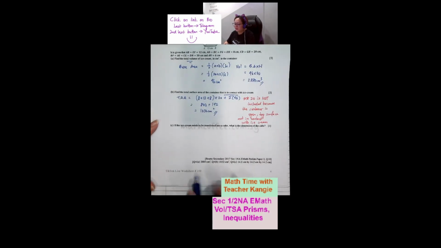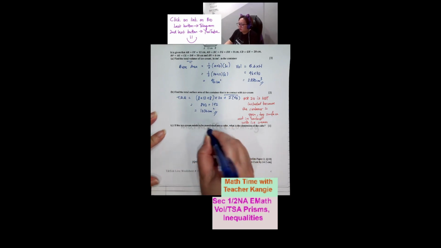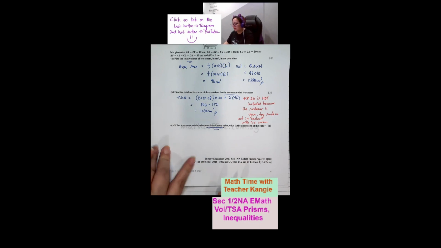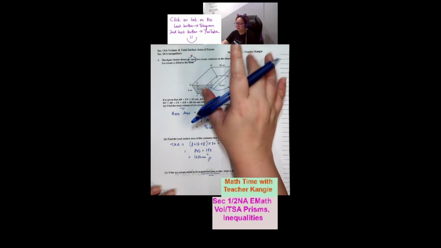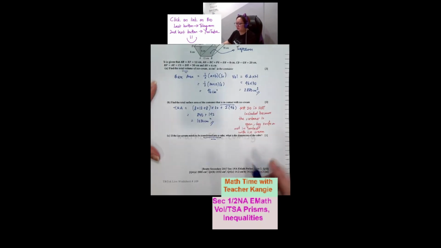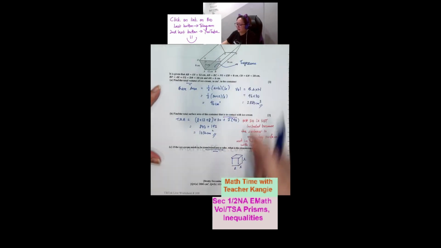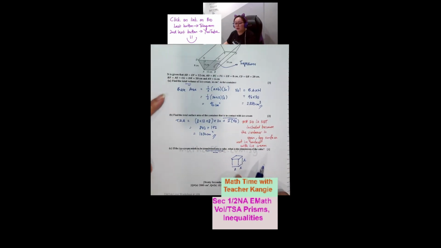Okay, now they tell us that the ice cream needs to be transferred into a cube. The ice cream is inside here, right? Ice cream means the volume of the ice cream is transferred into a cube. A cube has the same length. So your ice cream is poured into a cube. They want you to find out what is the dimension of the cube. That means what is the L by L by L.